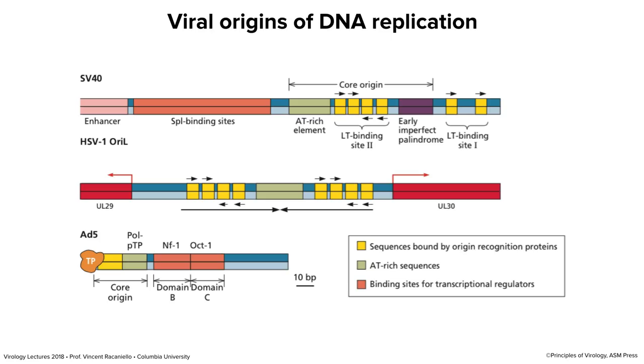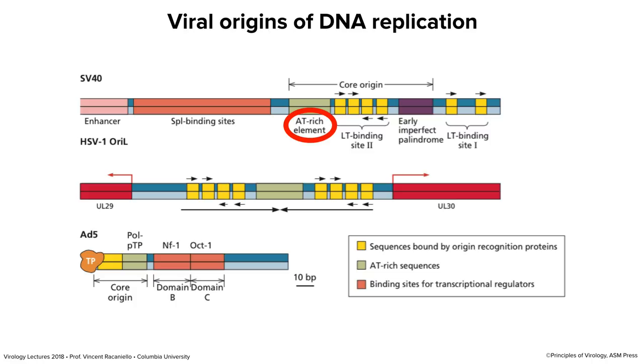Here are three different viral origins of replication. At the top is SV40, and the core origin is shown in brackets. And in yellow are the sequences that are bound by large T in the case of SV40, or any origin binding protein, depending on the virus. All three have yellow segments that show sequences bound by origin recognition proteins. Then we have AT-rich sequences, which are shown in a kind of olive color.